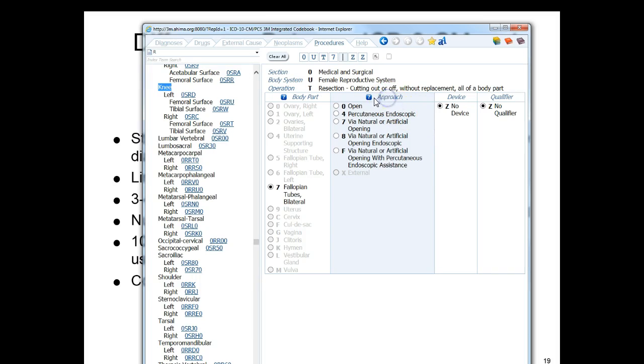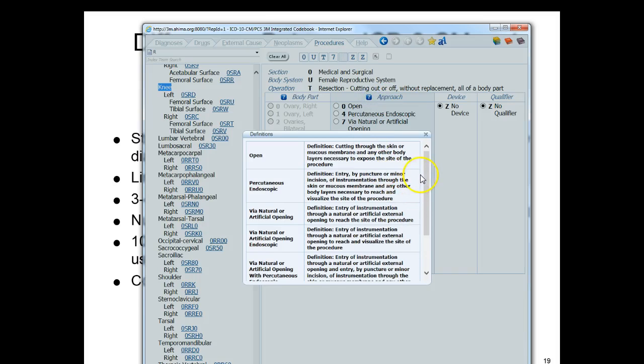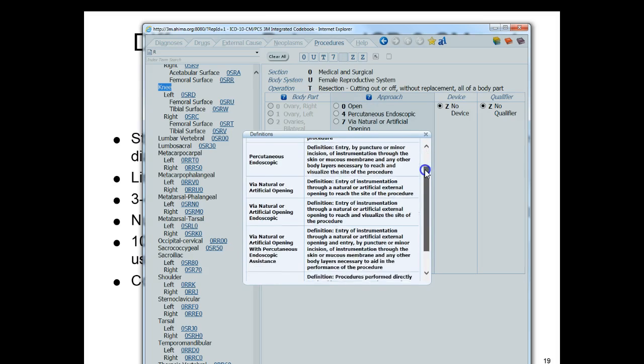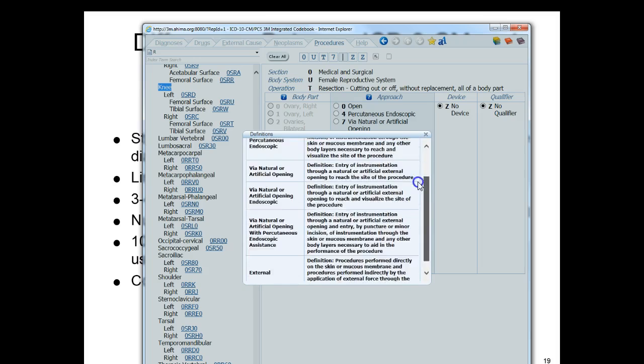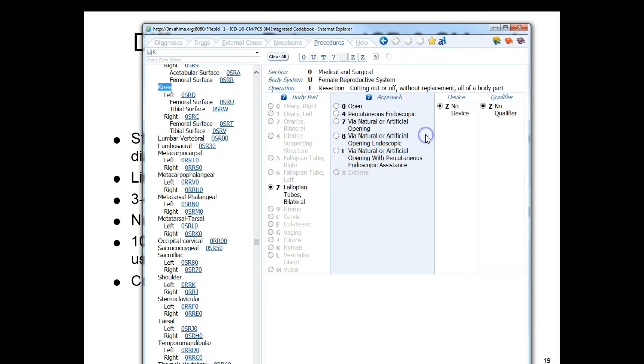When I click on approach, I can see a more detailed definition of what the different approaches are that are listed here. And device and qualifier don't have a question mark beside them because there are no options.